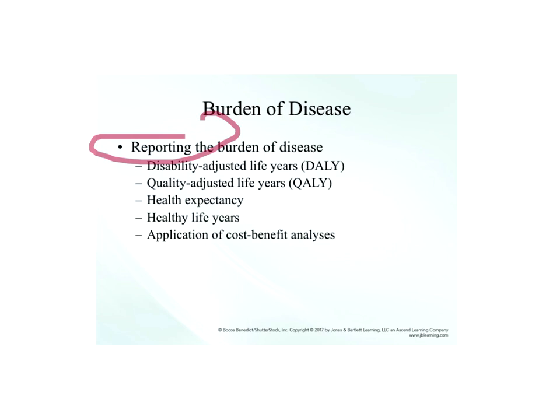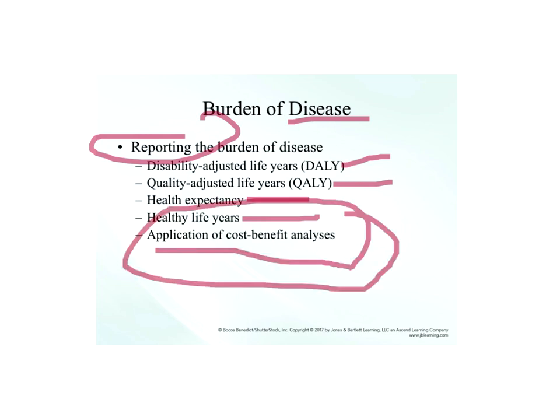So disability adjusted life years. That's going to come into play, as well as the quality adjusted life years, another great acronym. The health expectancy of that person based on that particular disease, healthy life years after this disease has occurred, and then what is going to happen once a cost-benefit analysis is taking place. A lot of things are involved in these areas, dealing with the life years, the health expectancy, and determining what the actual costs are going to be associated with that particular disease.